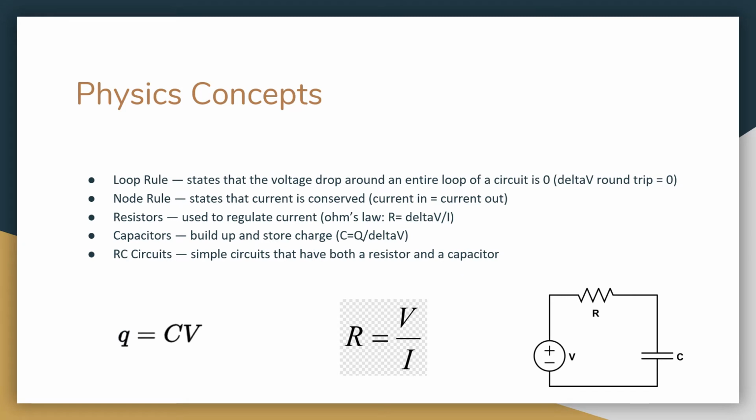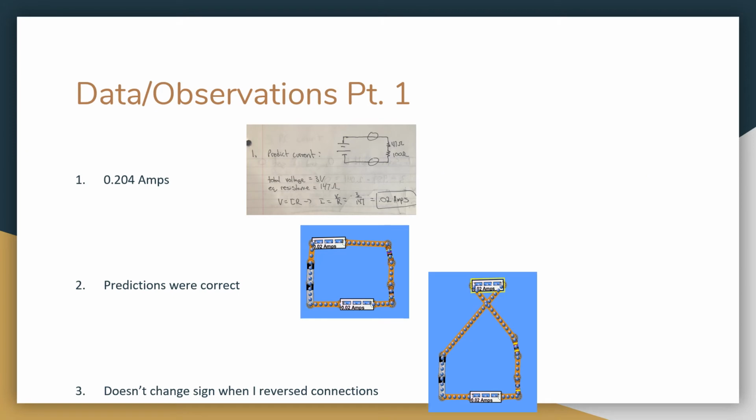The main physics concepts at play for this lab were the loop rule, which states that the voltage drop around an entire loop of a circuit is 0, the node rule, which states essentially that current is conserved, the idea of resistors, which are elements of circuits used to regulate current, and the idea of Ohm's law, which states that resistance is equal to V over I, capacitors, which are essentially mini batteries that build up and store charge, where capacitance is equal to charge over delta V, and the idea of RC circuits, which are simple circuits that have both resistors and capacitors. Now I'll go through some of my data and observations.